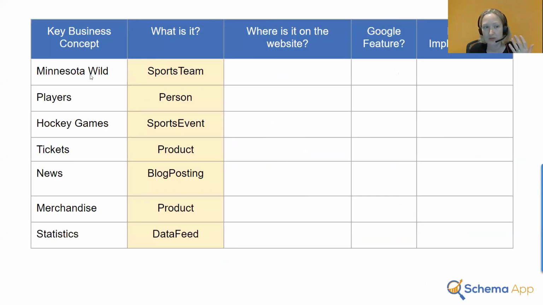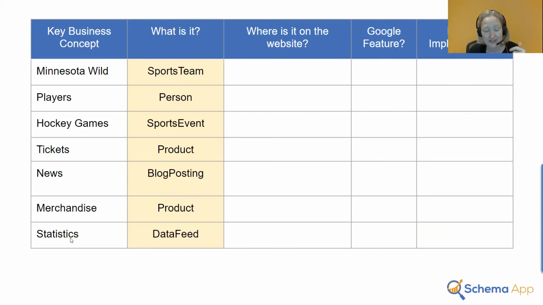So if we then go through and think about the different business concepts for the Minnesota Wild site and company, it's the sports team, the players are people, the hockey games are sports events, the tickets are products, the news blog posting or news article, we could debate that. Merchandise is products.